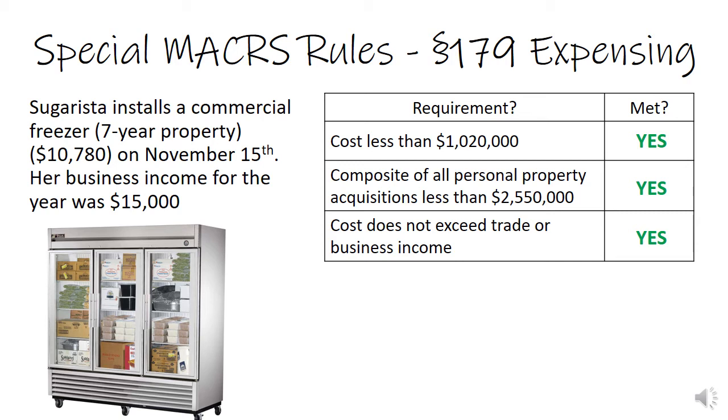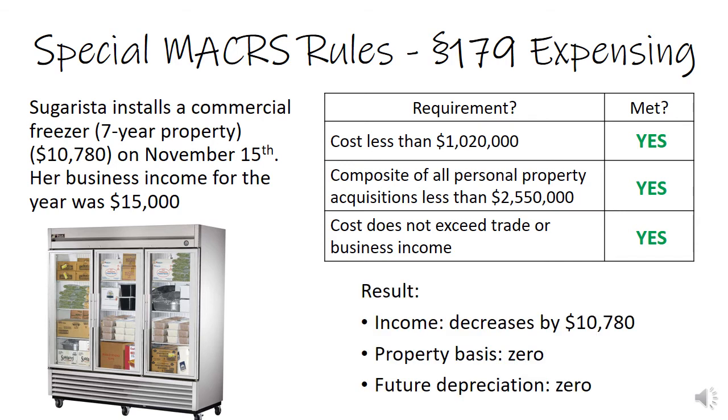The results would be a decrease in income by the amount of the property. The property basis on that commercial freezer would be 0. And she would not be able to take any future depreciation on that property.